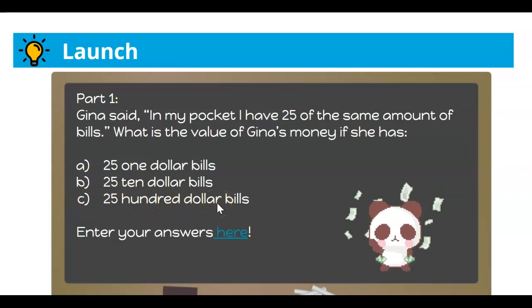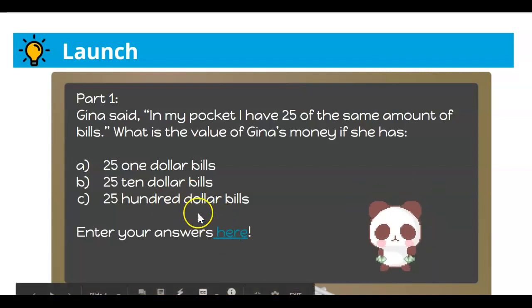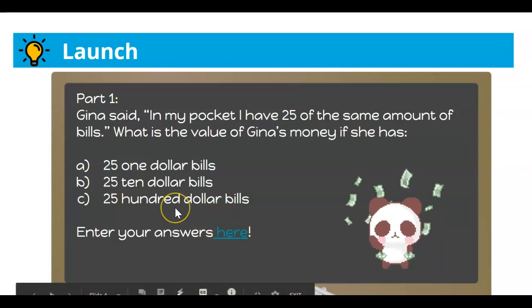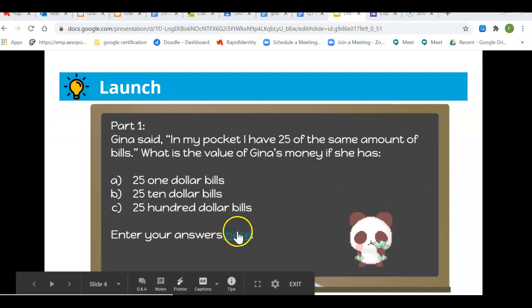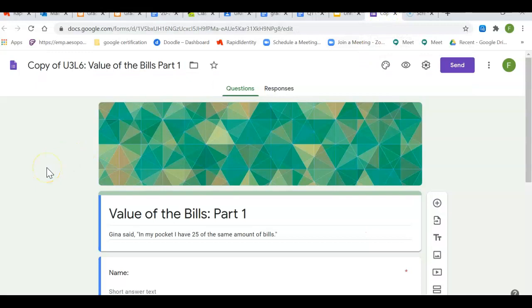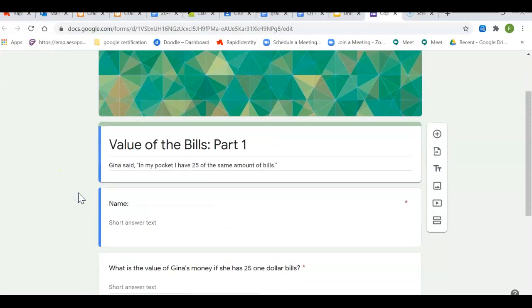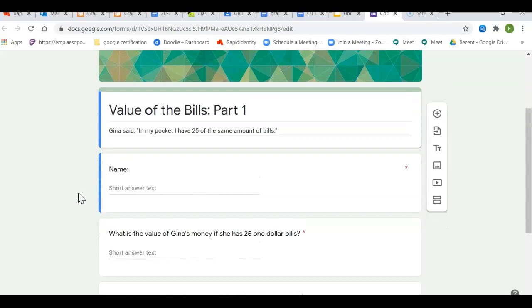Okay, so what we're going to do is in just a second, everybody's going to click right here, and then we're going to work on this. When you click right here, it brings you to a different screen, and it brings up a Google document, Value of Bills Part 1. And we're going to take a few minutes, and I want everybody to work individually on your own slide for a few minutes, and then we'll go over it.